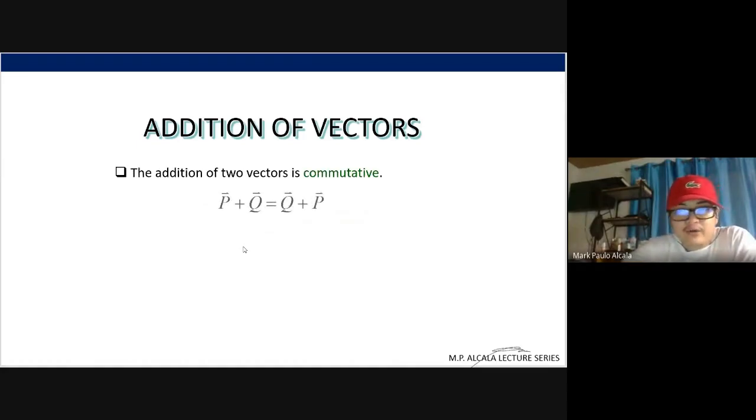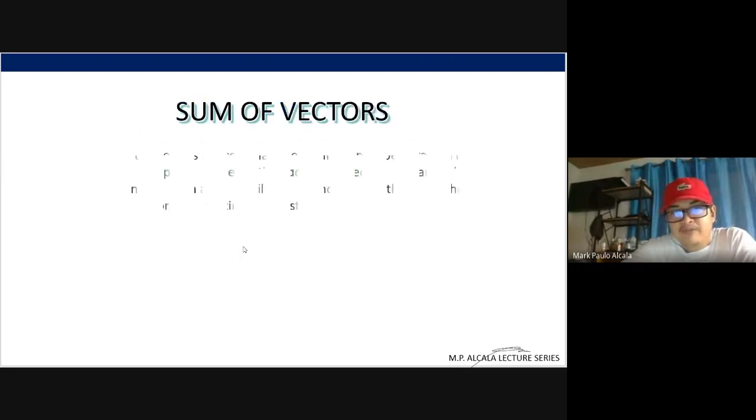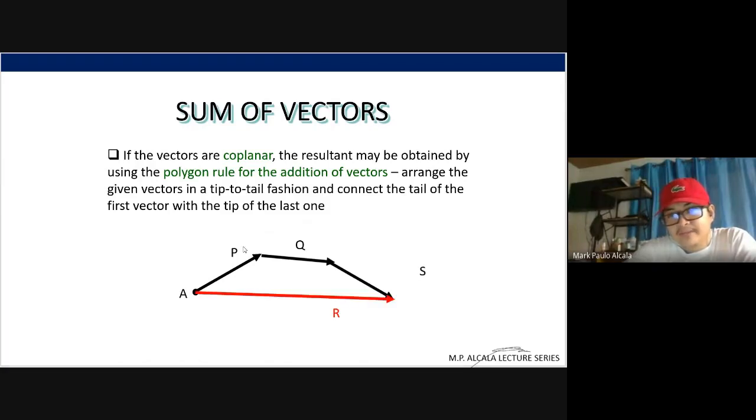Again, addition of vectors is commutative, so these are just properties. So we can easily revert. Okay. P plus Q is also Q plus P. For the sum of vectors, if the vectors are coplanar, the resultant may be obtained by using the polygon rule for addition of vectors, if there are many vectors, not just two. Okay, so we can easily do that.